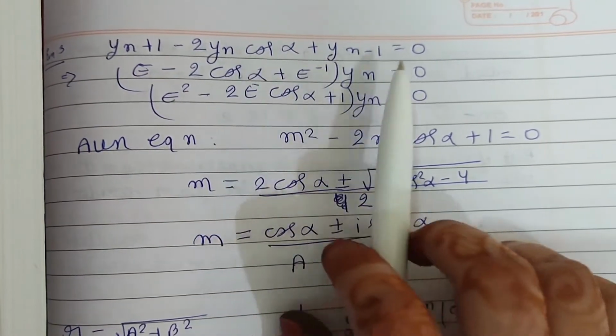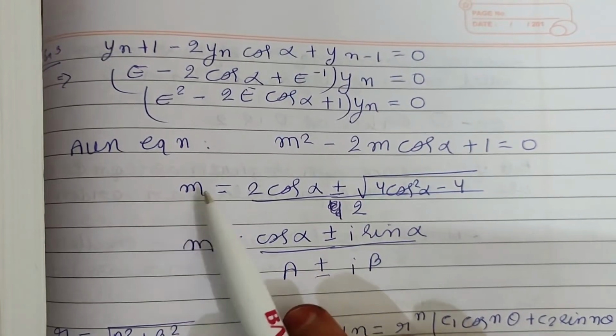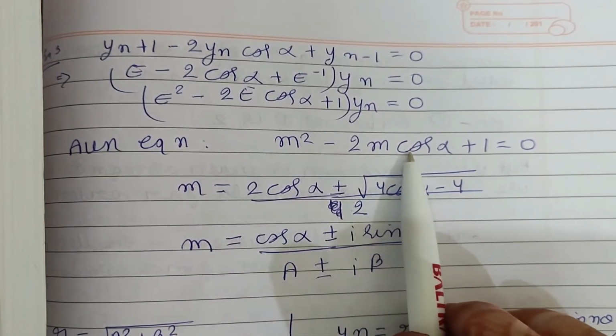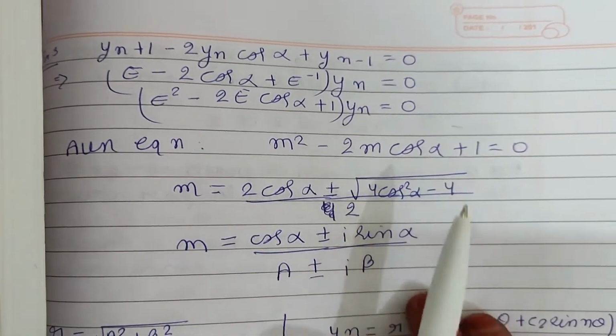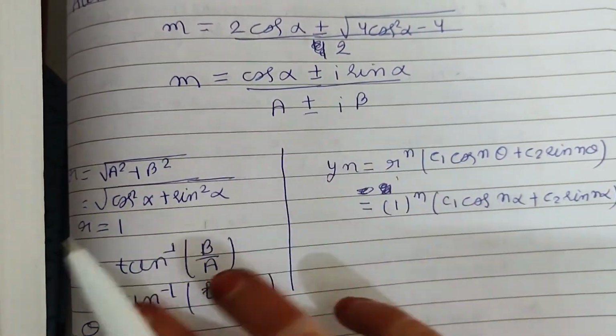Now multiply both sides by e inverse. Okay, so you get this. Now write the auxiliary equation for this, which is m square minus 2m cos alpha plus 1 equals 0. Find the roots. You will get cos alpha plus or minus i sin alpha.